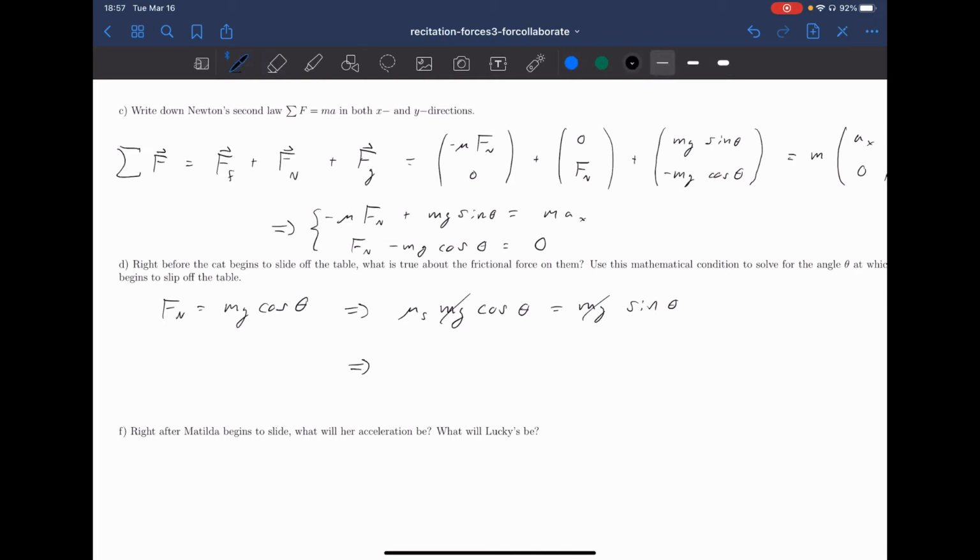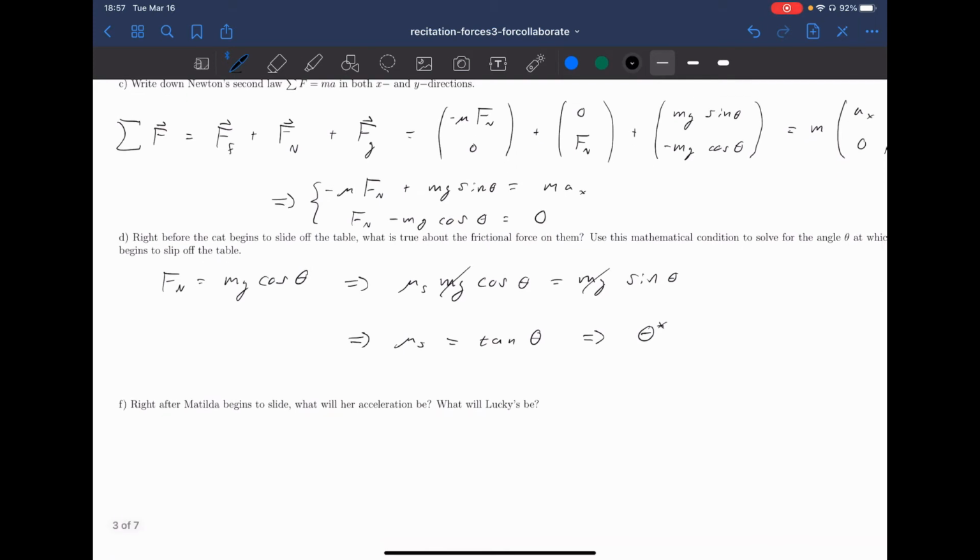And then if we divide sine by cosine, then we get mu s is equal to, sine over cosine is tangent, tan theta, which implies the angle, which I'll call theta star, the angle that our cats slip at, is equal to arctan of mu s.